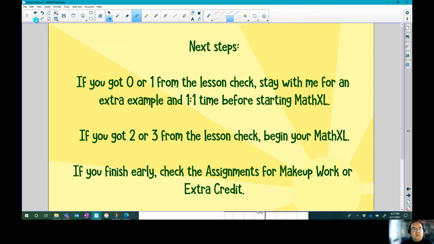And then if they got a 2 or a 3 from the lesson check, then I want them to go ahead and immediately start their Math Excel while I'm working with a smaller group of students, so they can go ahead and show their proficiency and/or challenge themselves.